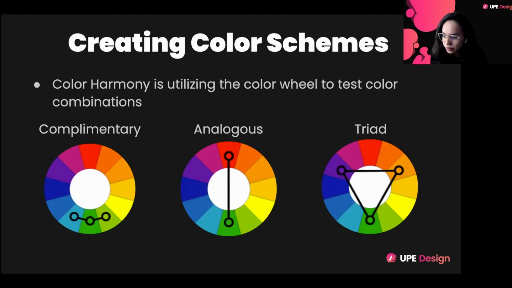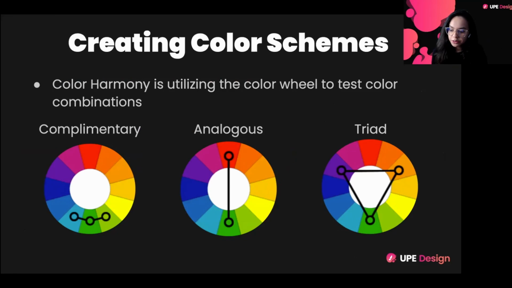So when you create a color scheme, you want to create color harmony. So harmony is what we call the composition of things. If it's all harmonious, it means everything is seamlessly working together, or that it's entirely consistent throughout.